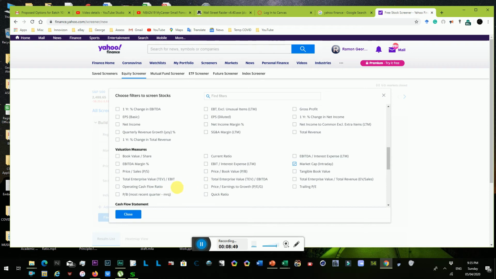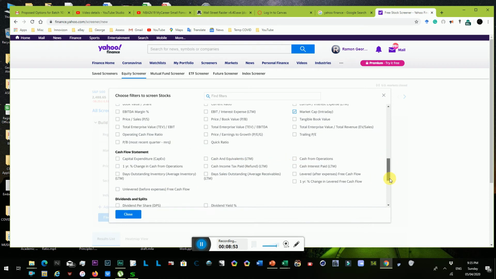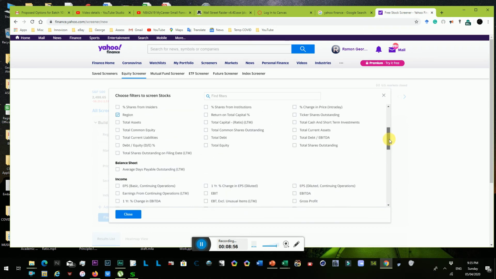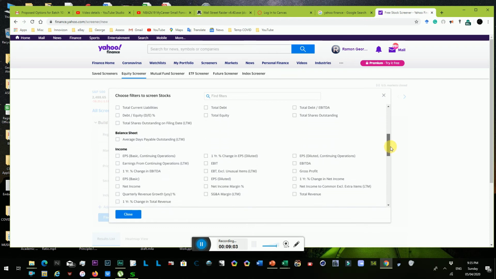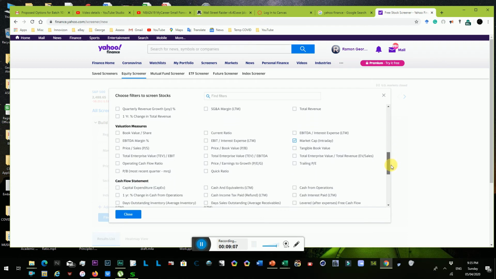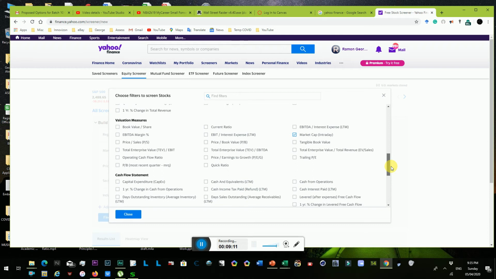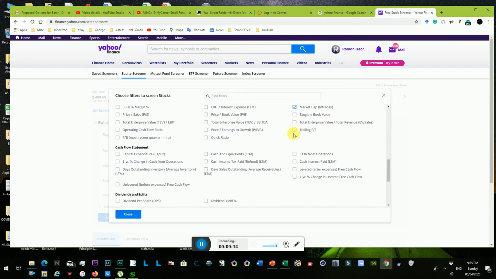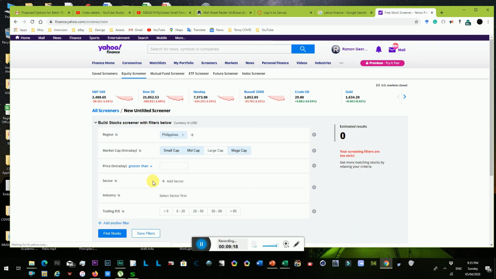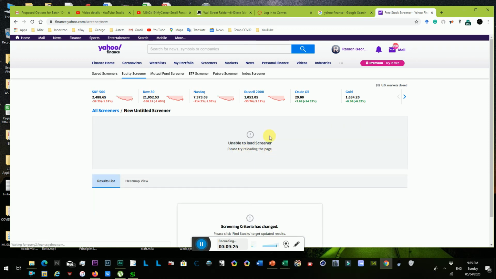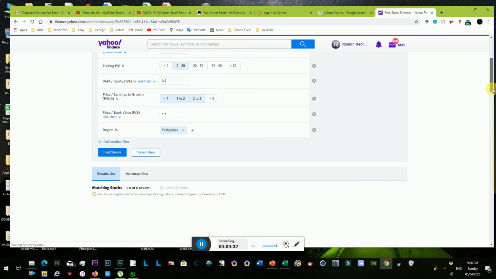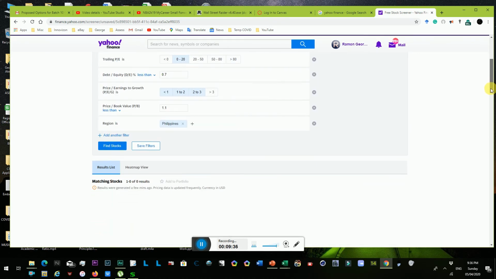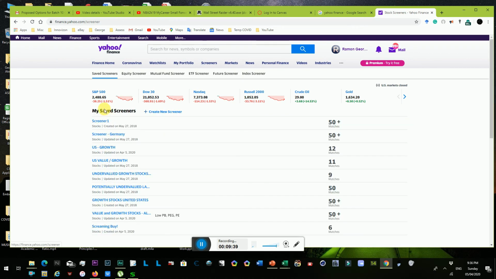Price earnings, just the price earnings. Not the price earnings. Just look at trading PEs, and trading PE should be 0 to 20. Still, we don't have data for the Philippines. Maybe that's the reason why we can't have screener. So it's okay because this is not our country. Alright, so that's a problem with Yahoo Finance.